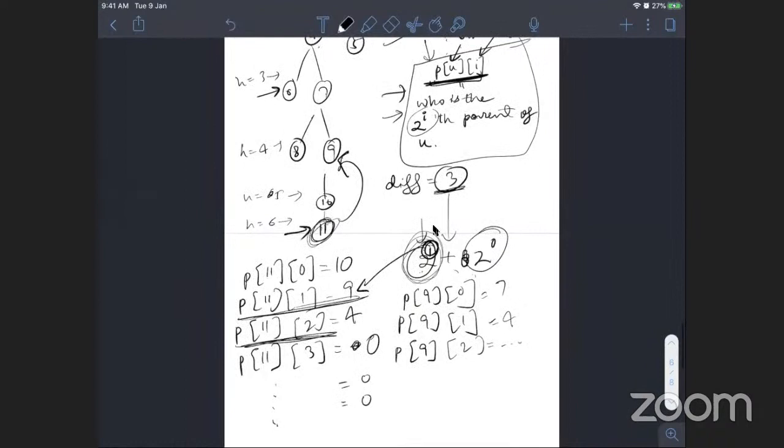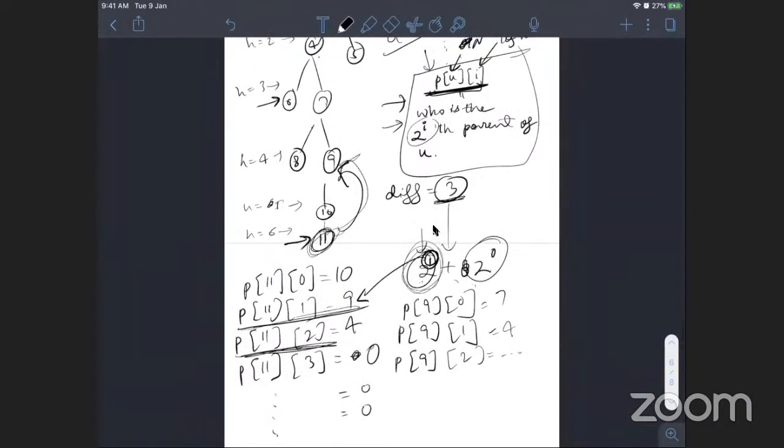So now once we have climbed 2 steps up and we are at 9, now we ask 9, who's your 2 to the power 0th parent? So we refer to this value and go to 7, and we are done. So does everyone understand how we nullify the difference? Initially the difference was 3 and now we killed the difference.